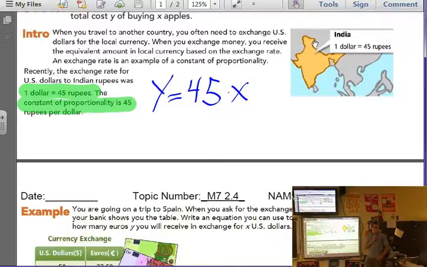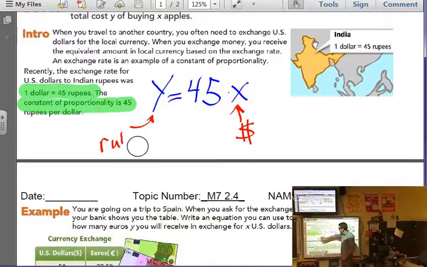Hayden? How do you know that? Because instead of doing 1/45, I'm pretty sure you did 45/1. And so x would be 1 because it would be 45 divided by 1. Yeah. So this is 45 times however many dollars you trade in. Since I know that every dollar gets me 45 rupees, $2 would be 2 times 45. 3 would be 3 times 45. This input is how many dollars I trade in. Because when I head there, I have dollars.